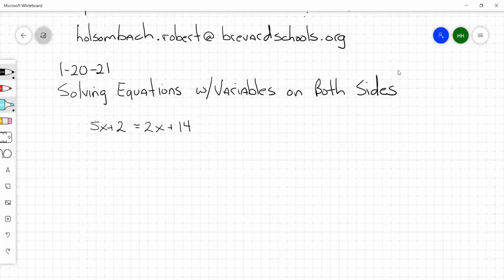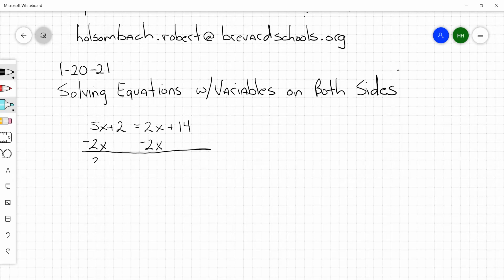All right, so there's a couple different techniques you can use when you're solving these. If you've done good in math and you do it your way. Some people like to move the smaller variable first. If you move the smaller variable first, more times than not, you'll have positive variables to work with, which eliminates a chance for an error. So the smaller variable here is the 2x. So I would subtract 2x from each side.